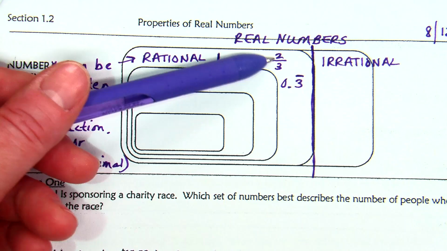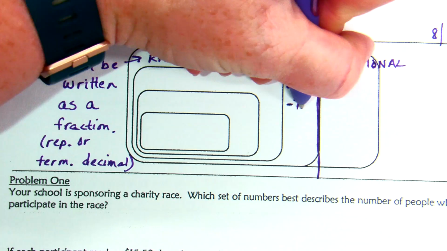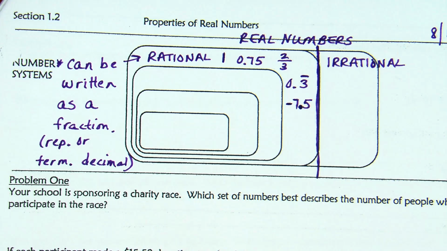Let's see. One other example. Rationals. Do they have to be positive? No. They can be negative. I'm going to say negative 7.5. Put the decimal in the middle. Can I write negative 7.5 as a fraction? Yeah, it's 7.5, right? Which technically could become 15 halves, but it can be a fraction. Okay, so those are all rational examples. They can be written as a fraction.